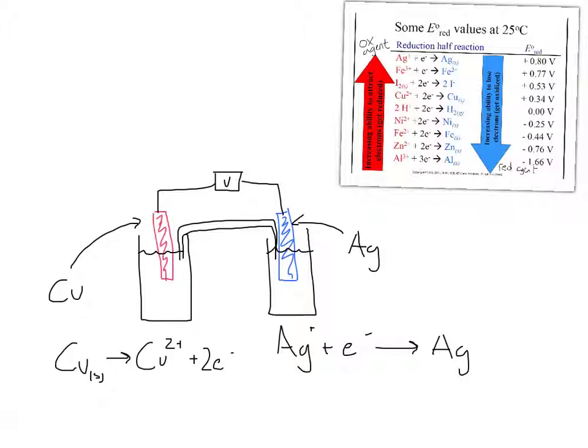So what that means then is the electrons are going to flow from copper over to silver. And so our silver side reduction is taking place there, so that's going to be our cathode. And oxidation is taking place over here, so this would be our anode.